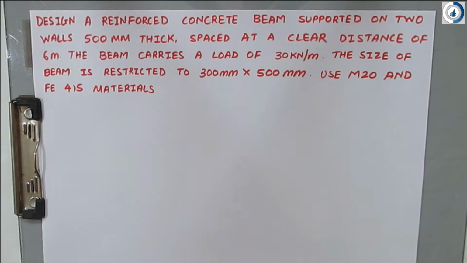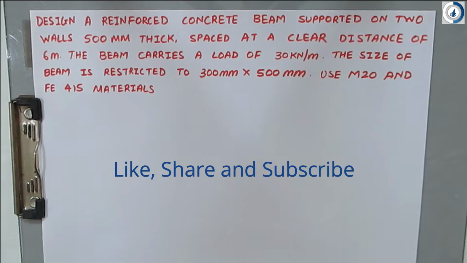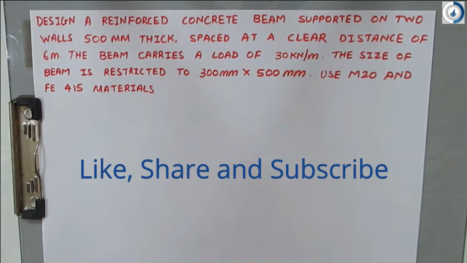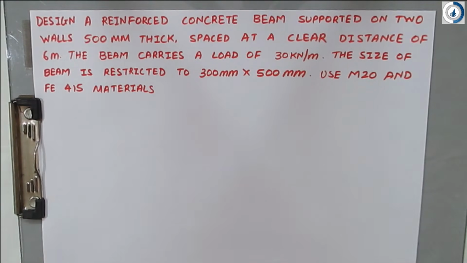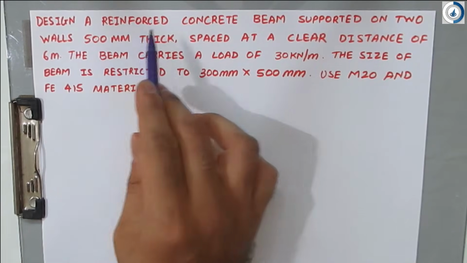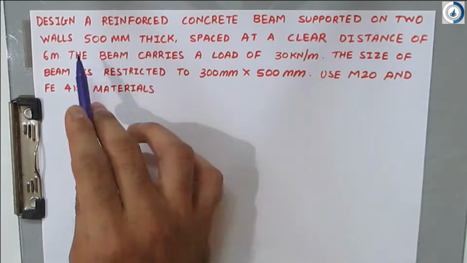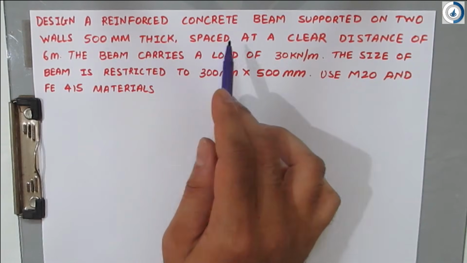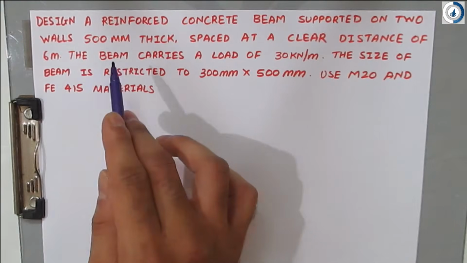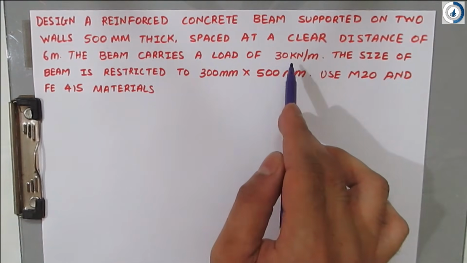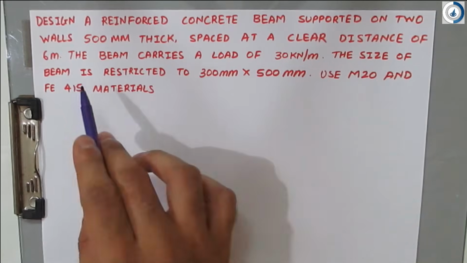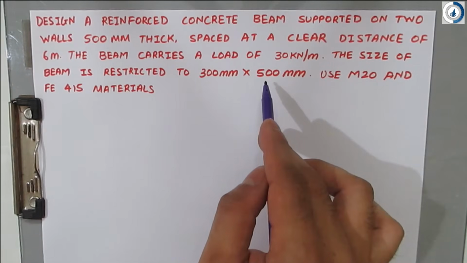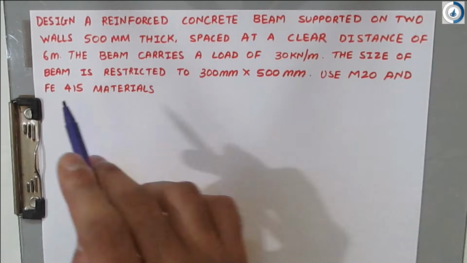So with these words, I would like to start today's video, and this video was on demand from the subscribers for many months: design of a doubly reinforced beam. Today we will be designing a doubly reinforced beam, and the problem given is: design a reinforced concrete beam supported on two walls 500 mm thick, spaced at a clear distance of 6 meters, and the beam carries a load of 30 kN per meter.